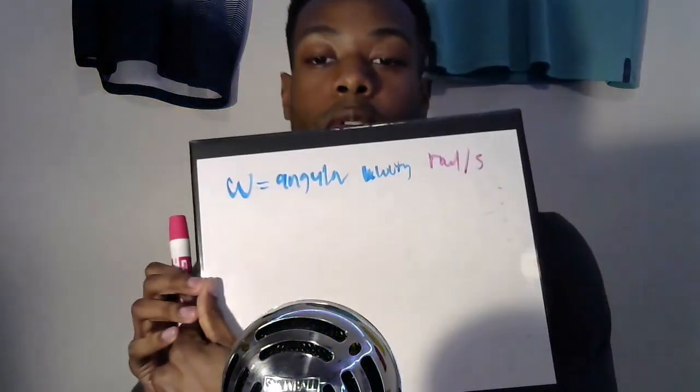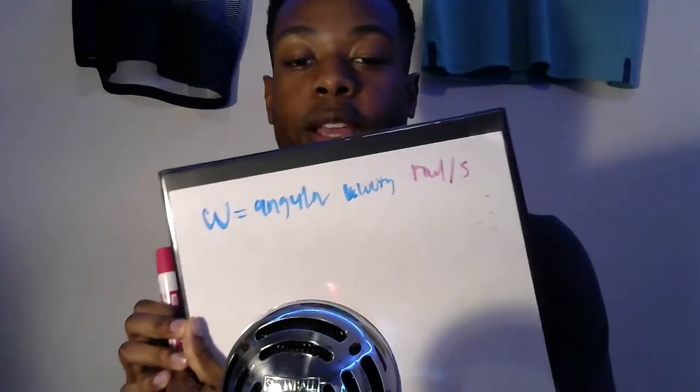Let's do omega. So that's going to be this fancy W looking thing. Omega represents our angular velocity. And our units for omega are radians per second. Omega is an analog to the tangential velocity that we've been working with. So yeah, it's just angular velocity.